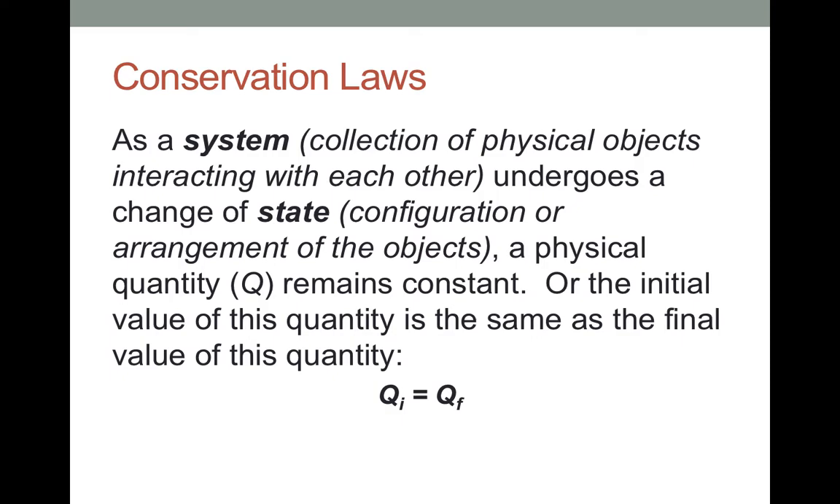The initial value of the quantity will equal the final value of the quantity. Then we will say that quantity is conserved. One example of that we're going to see is energy. A system of objects will rearrange themselves, but the amount of energy before they do that will be the same as the amount of energy after they do that. And we'll discover there are other quantities that are conserved.